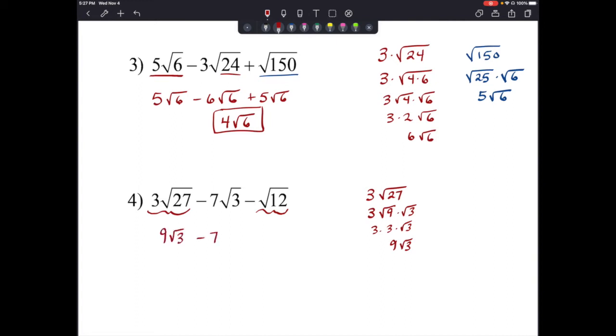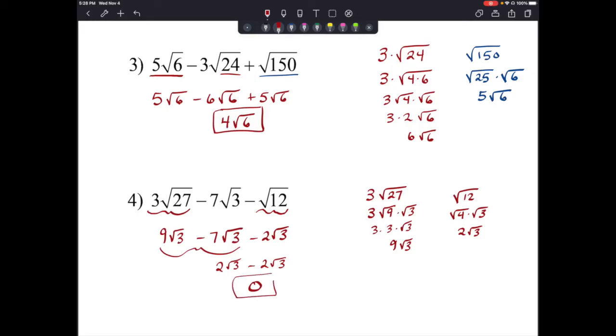We have minus 7 times the square root of 3, and then when we do our square root of 12, we know the square root of 12 is like the square root of 4 times the square root of 3, or 2 radical 3. So minus 2 radical 3. And now when we take this here and we combine our like terms, this is going to be 2 radical 3 minus 2 radical 3, which is going to give us 0. So there is our answer for number 4.